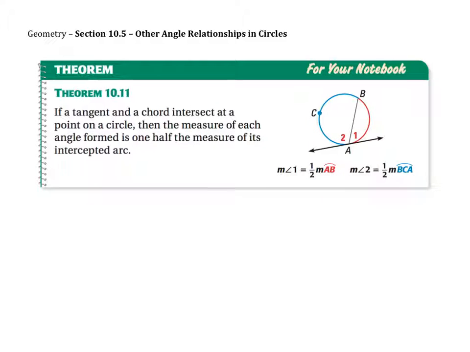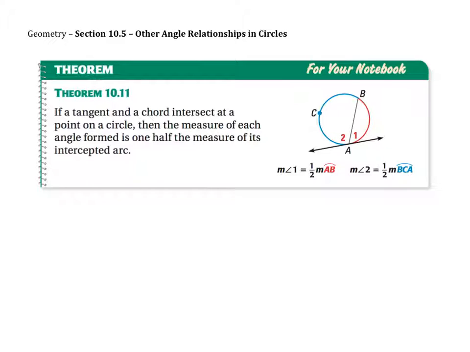Section 10.5 is about other angle relationships in circles. Let's start with a theorem. So here's theorem 10.11. If a tangent and a chord intersect at a point on the circle, so that's what's happening right here, then the measure of each angle formed is half the measure of its intercepted arc.